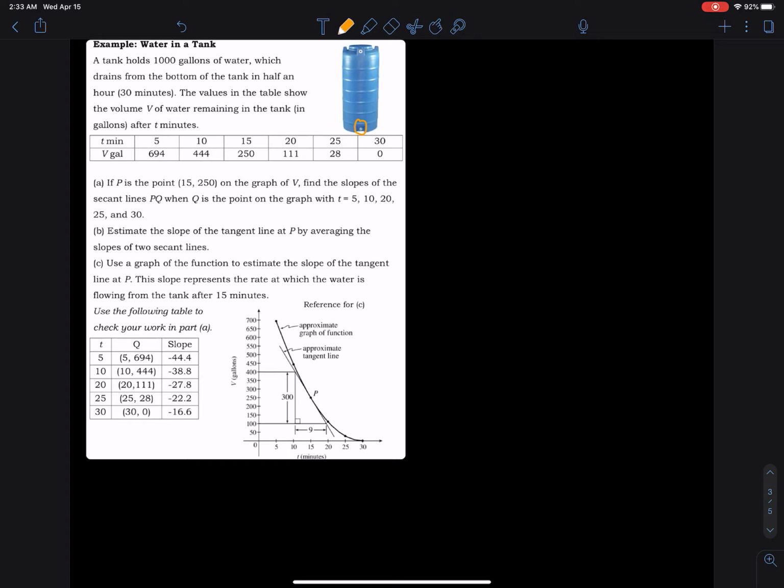So we have t minutes, so 5 minutes, we have that much left. 10 minutes, we have 444 gallons left. 15 minutes, 20 minutes, 25 minutes. At 30 minutes, we have nothing left.